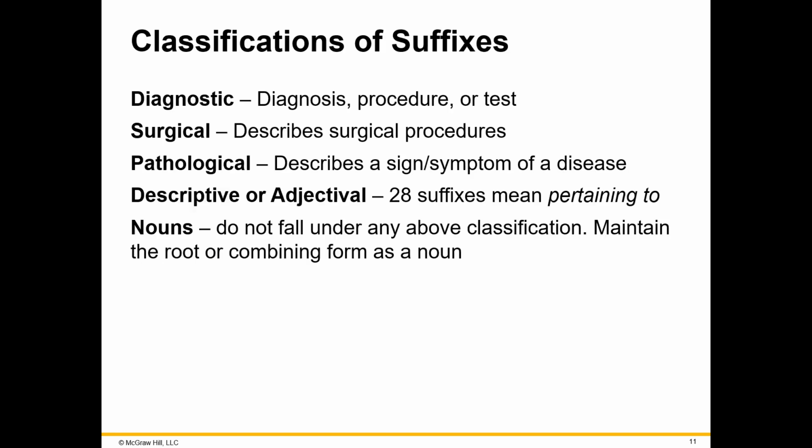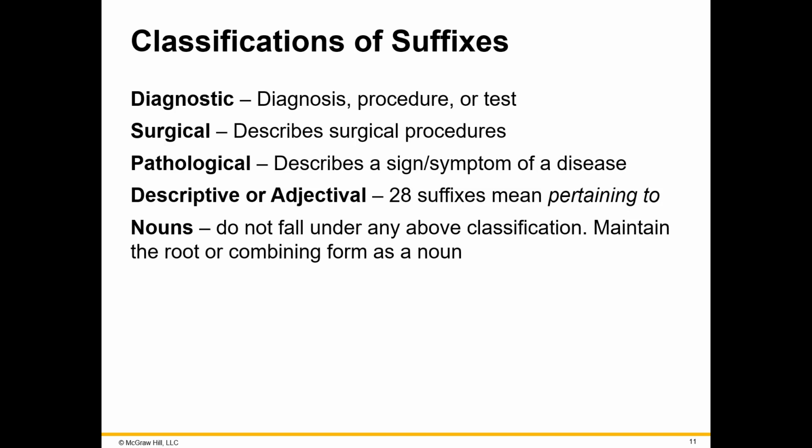One strategy to help you understand medical terms is to divide suffixes into different types, such as diagnostic, surgical, pathological, and adjectives and nouns. Now, diagnostic suffixes produce a medical term that is a diagnosis or procedure or test to identify the nature of an illness. Surgical suffixes produce medical terms that describe the invasive surgical procedure performed on the body. Pathological suffixes produce a medical term that describes a symptom or a sign of disease process.